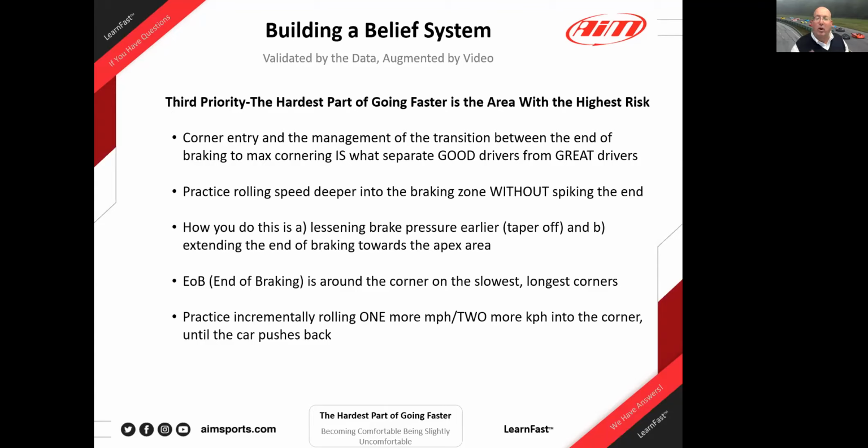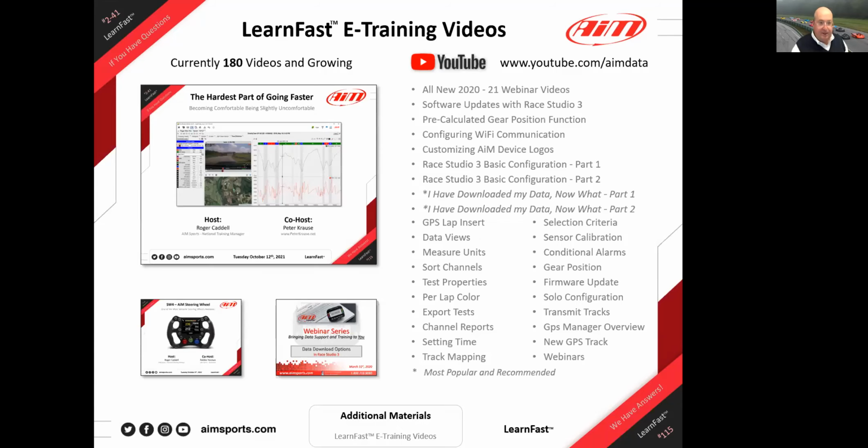Practice incrementally rolling 1 more mile an hour, 2 more kilometers an hour into the corner until the car pushes back. You must, in order to do this, push hard enough so that the car pushes back. Not hitting back, but pushing back. If the car's not pushing back, you're leaving something on the table. This is not the street. This is the track, and that is the purpose of this.